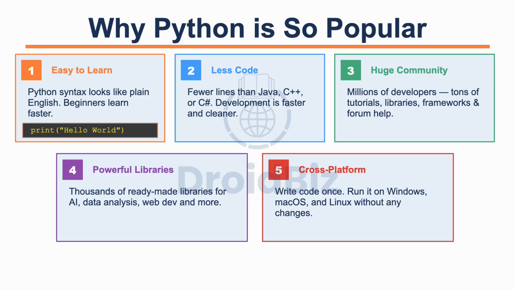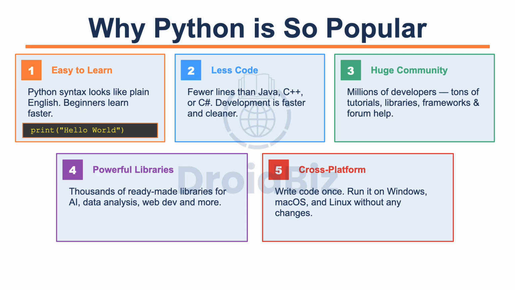The second reason is that Python requires less code. To solve the same problem, Python typically uses far fewer lines than languages like Java, C++, or C#. Less code means faster development and fewer places for bugs to hide. The third reason is Python's huge community. There are millions of Python developers around the world. This means there are tons of tutorials, libraries, frameworks, and forums where you can find help at any time.